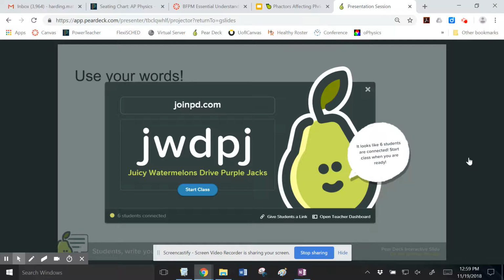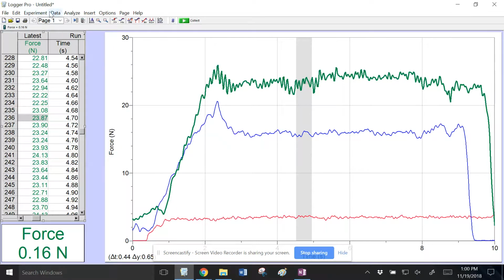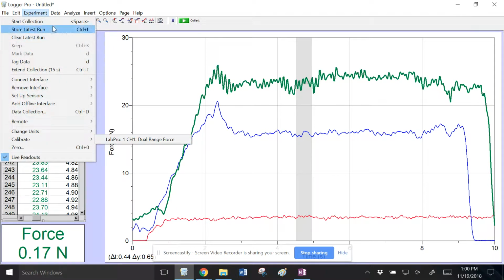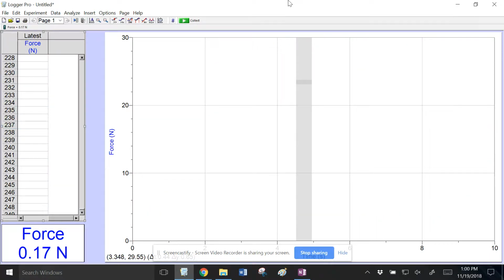All right. Start that up. And I'll show you what I'm cooking with here. Let's clear all data. All right. So this little black box here acts kind of like the spring scales. Okay. So let me zero it here.